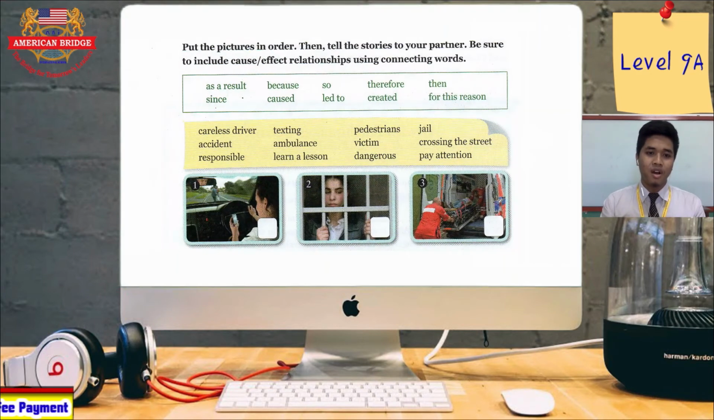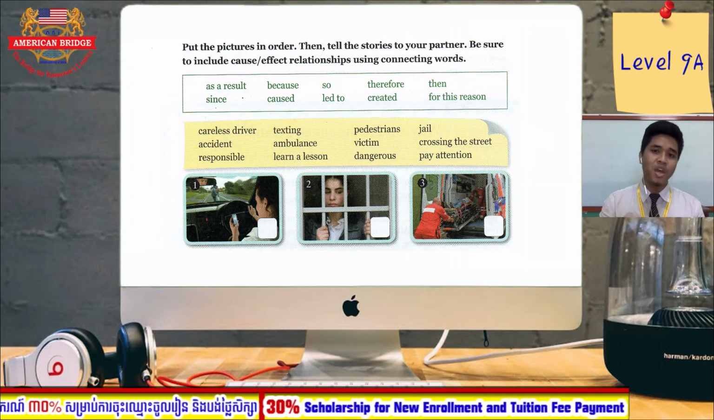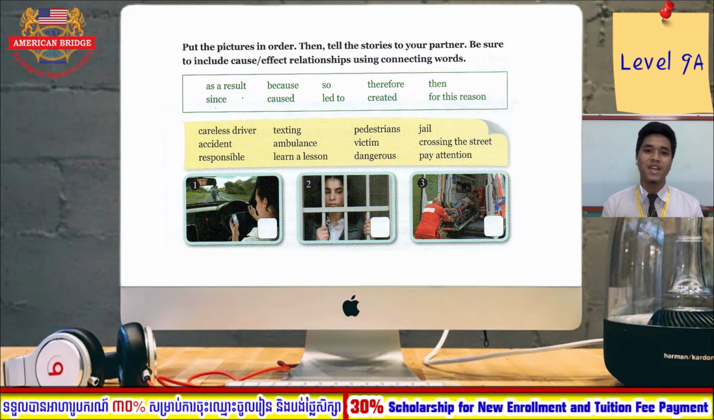In this part, you can find this page in your book, which is on page 91. Because you have 3 pictures, what you need to do is think about the order of the pictures. Which one happened first, which one happened next, and which one is the last one. And these are the words that can give you some ideas in order to express your stories. The words in green here are the words that are used to link the ideas together. They can link the cause and the effects together.